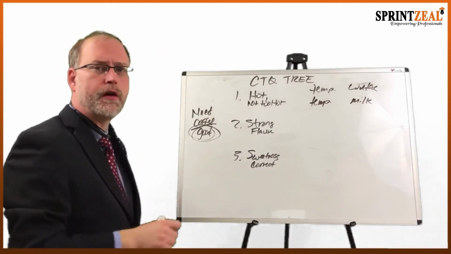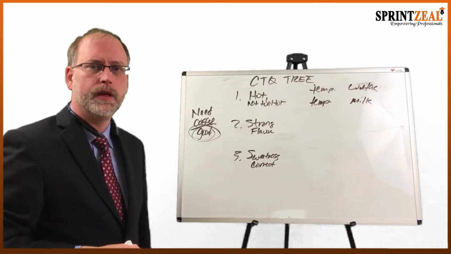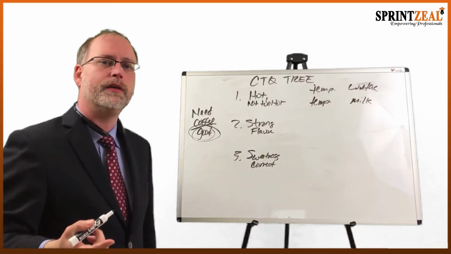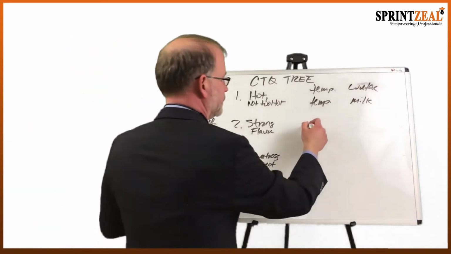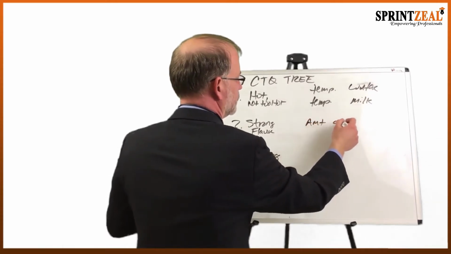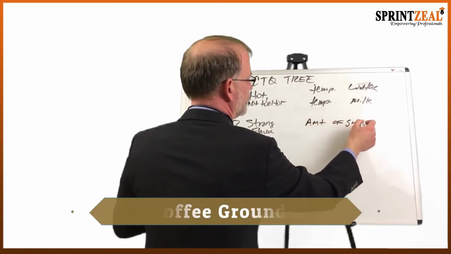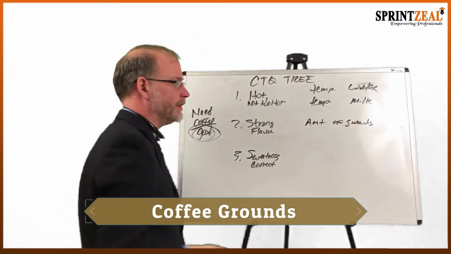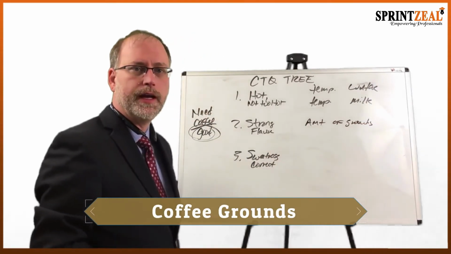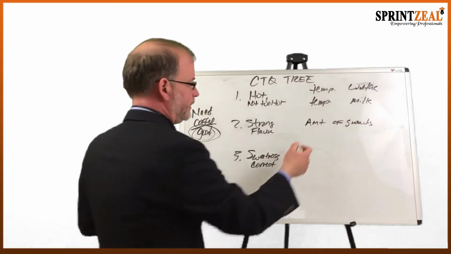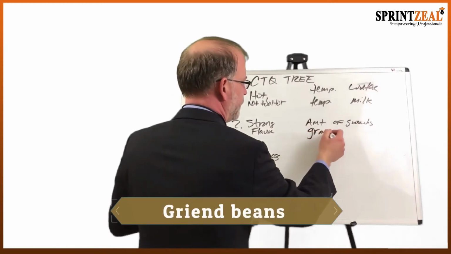So then how about strong coffee flavor? Well, a couple of things we could look at, right? We could look at the amount of coffee grounds. So the amount of grounds, and if I could spell today. You can't really read that, but it says grounds. Right? And then the next one is the grind of the bean. Right? I like to grind my own beans.